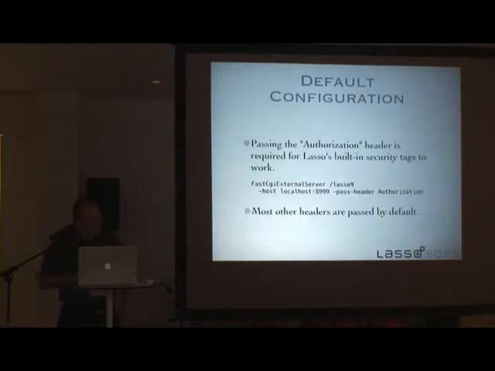I just want to mention the pass header option here. It is necessary to do that, otherwise Lasso doesn't get the authorization header. That particular header seems to be handled specially by fast CGI. In general, I don't know of any other header that isn't passed by default, except for authorization. Evidently, they felt for security purposes they didn't want to just pass the authorization header, but Lasso obviously wants the authorization header. Otherwise you can't log into Lasso security. So we add that option.